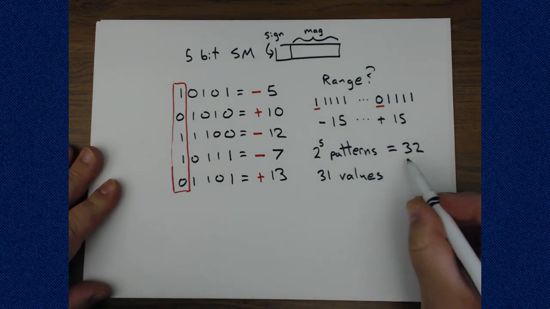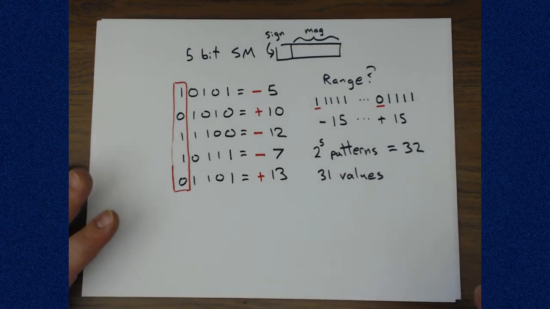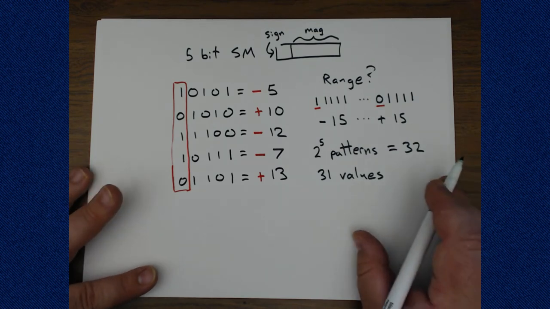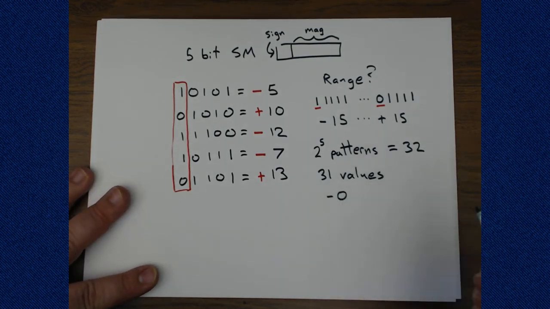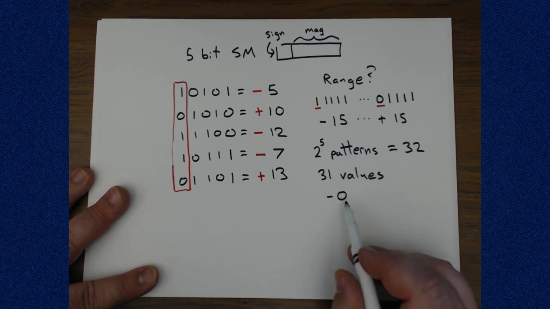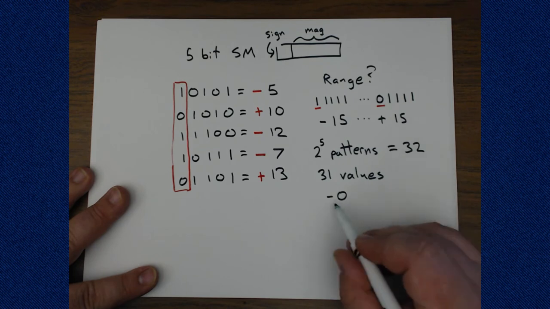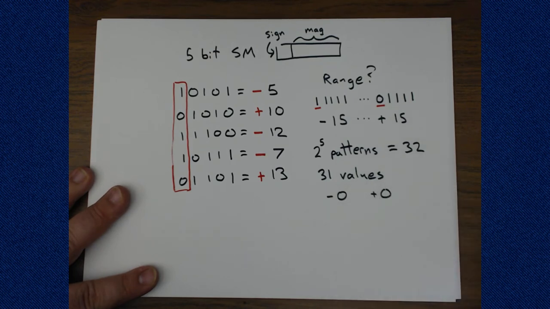And so we appear to be missing one, 31, 32, 31, 32. Where did it go? Well, it didn't really go anywhere. It's just that we have an unusual value in there, and that is negative 0. Because in sign magnitude, we can have any magnitude whatsoever and just put a sign in front of it. So we have a negative 0 in this representation as well as a positive 0.